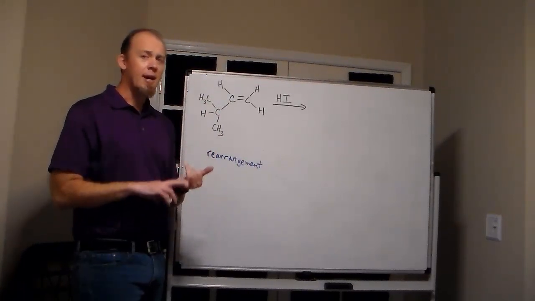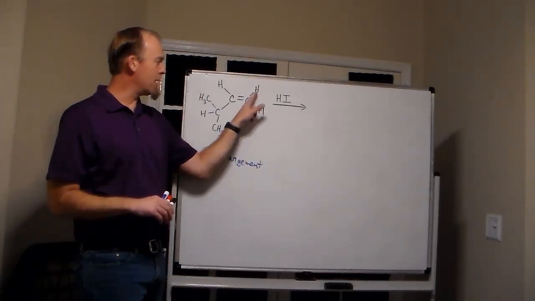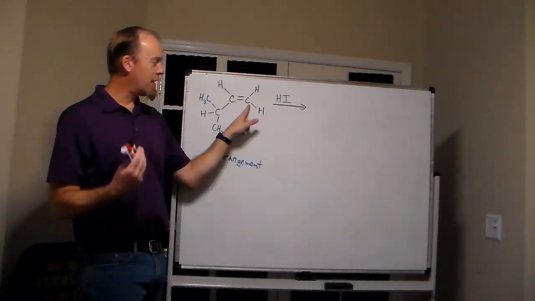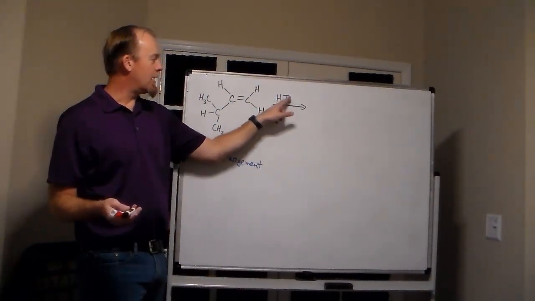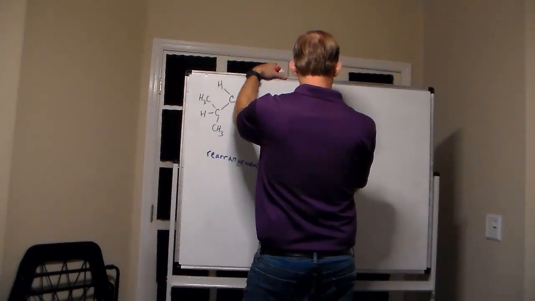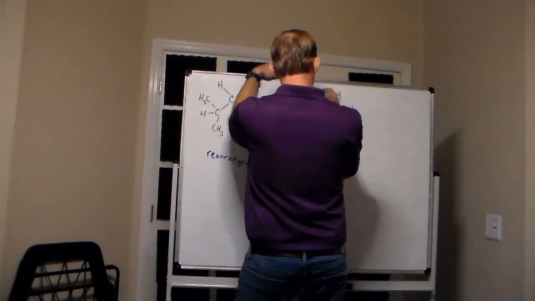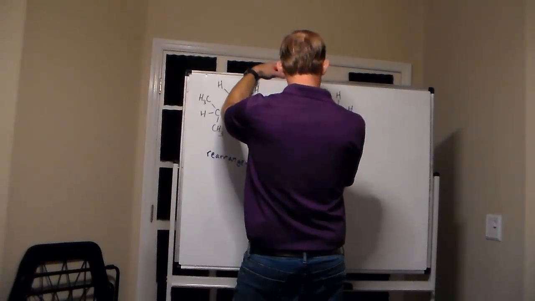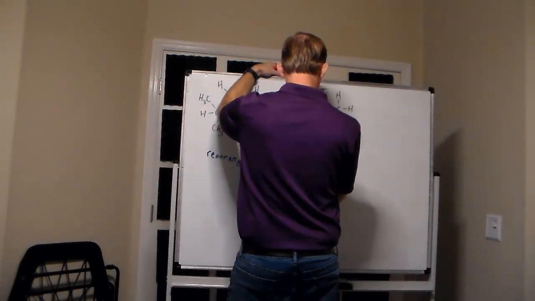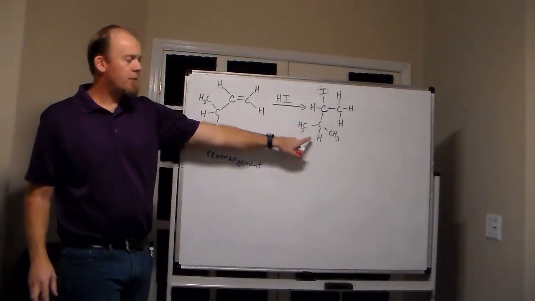What's Markovnikov? Hydrogen adds to where there's already more hydrogens on the double bond. So this carbon has 2 hydrogens, this carbon has 1. My hydrogen's going to add to the more hydrogenated carbon, and the iodide's going to add to the other one. So I'm going to draw that first. So this is what I would expect.